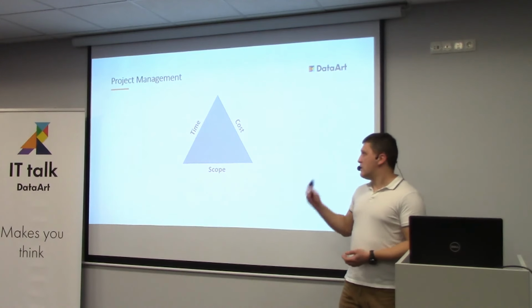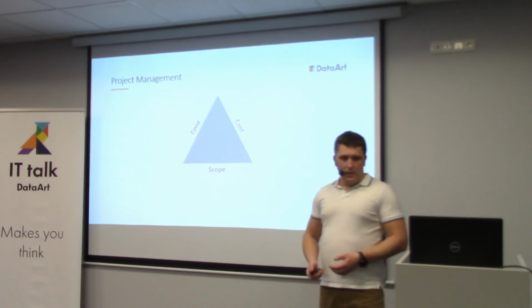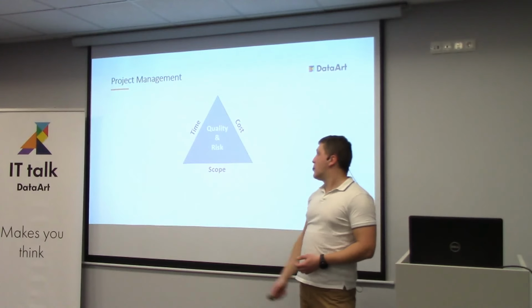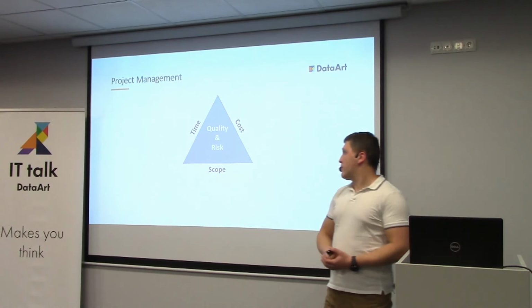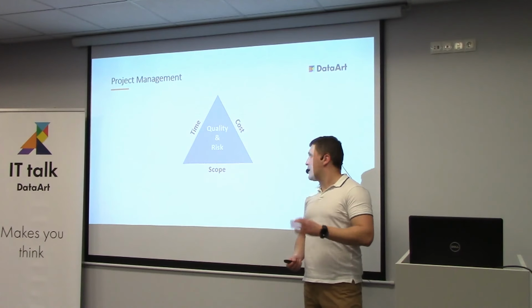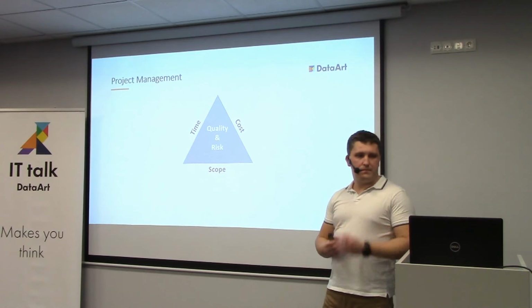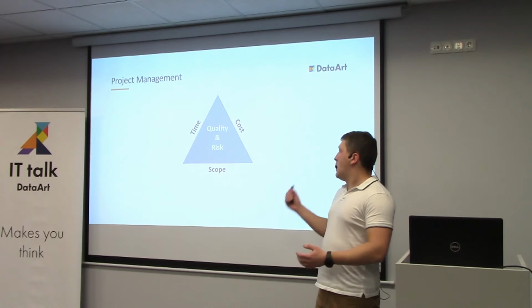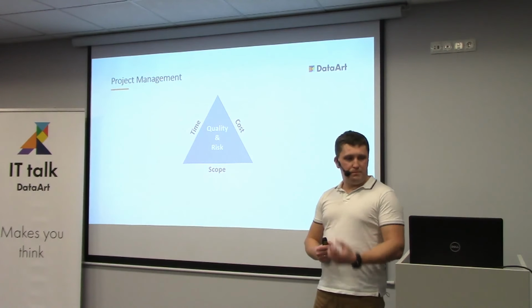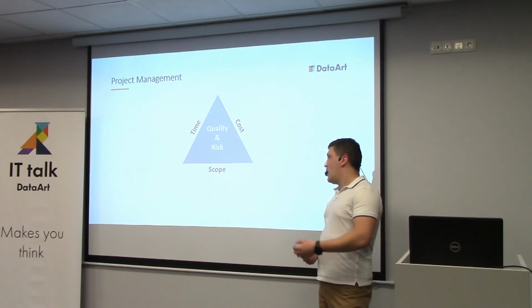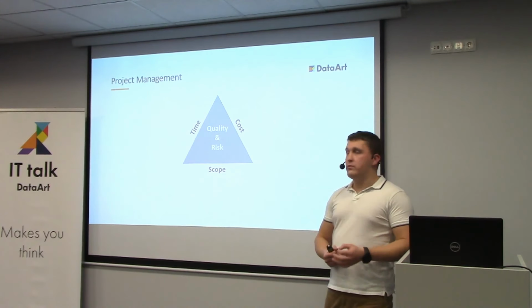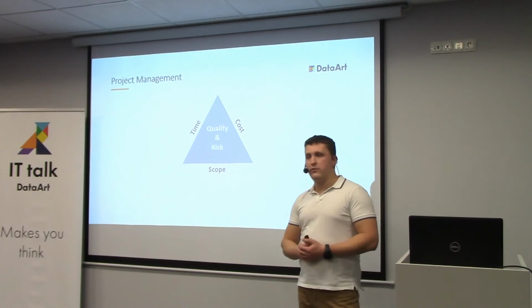Now, there are a couple of other parameters. Some people put quality inside the triangle, some people put risk. I'll put both because I think they are both quite important for managers. We need to deliver our result with decent quality so that the customer is satisfied, and we need to keep a careful eye on the risks that we have related to the project.